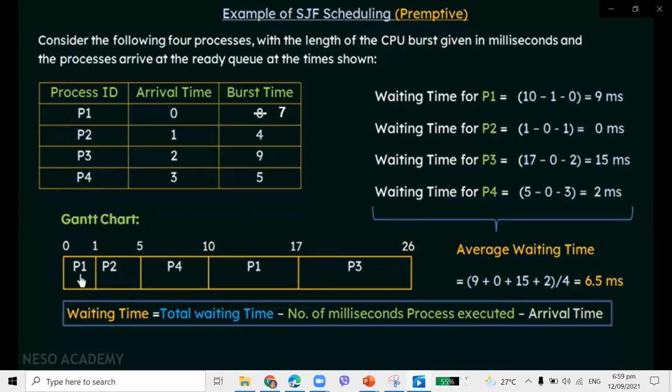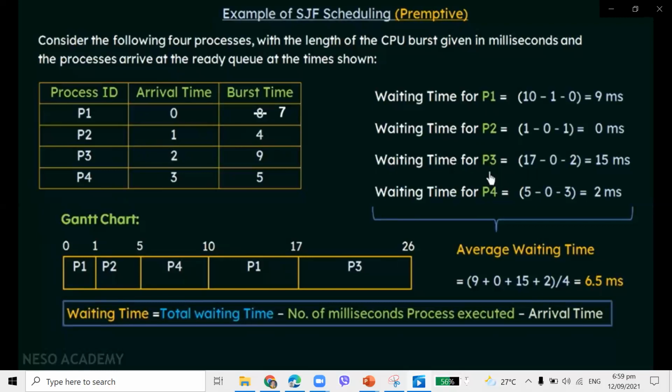It is 0 milliseconds. So see, if you look at the Gantt chart, we may think that P2 waited for 1 millisecond, but if you really analyze it, you'll see that though P2 arrived at time 1, since its burst time was less than that of P1, P1 was preempted, and as soon as P2 arrived, it got the CPU. So that is why the waiting time is 0.